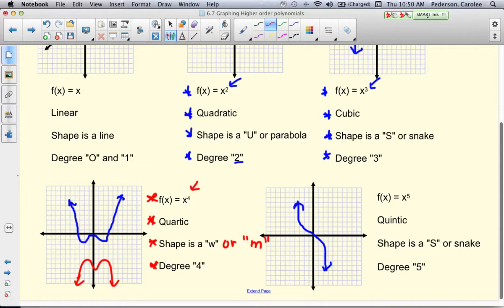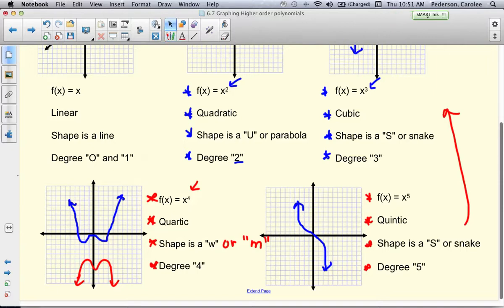The last higher order polynomial that we talk about is a 5th degree polynomial. The function looks like x raised to the 5th power. We call it a quintic function. Its shape then goes back and mirrors the cubic function that we saw up here, and its shape is an S or a snake. The degree is 5. So I'll give you a little bit of time to finish writing that slide down. It is a very important slide, so you can recognize the graphs and what they look like later on.